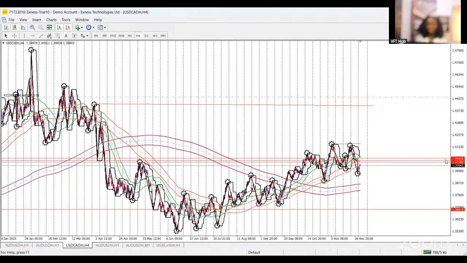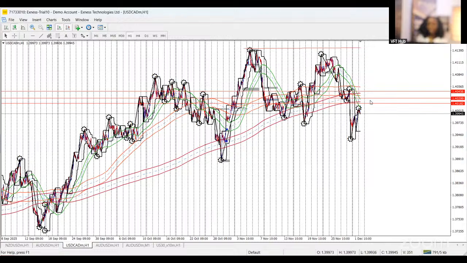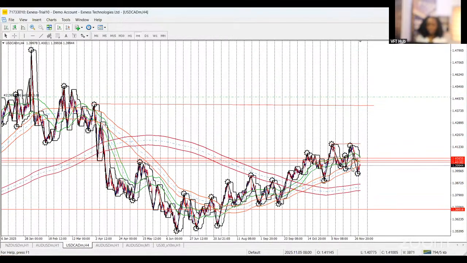However, these are resistance levels that I'm looking out for on USD CAD. Trading here and giving me confirmations, then we'll be looking at quick sell opportunities, targeting the trend on the 4-hour time frame, which is 1.38395, right? So let's see what happens.